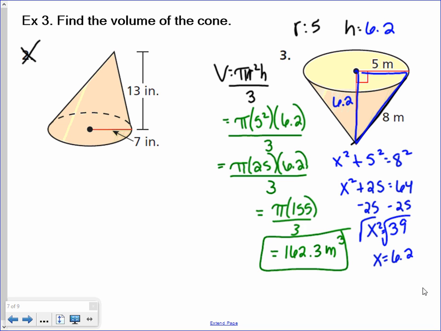Okay, number 2 would have worked the same way. The radius is 7, the height is 13, and then you would have plugged it into your formula. But we're going to skip that for the sake of time. Are you okay with that decision? Questions on that?